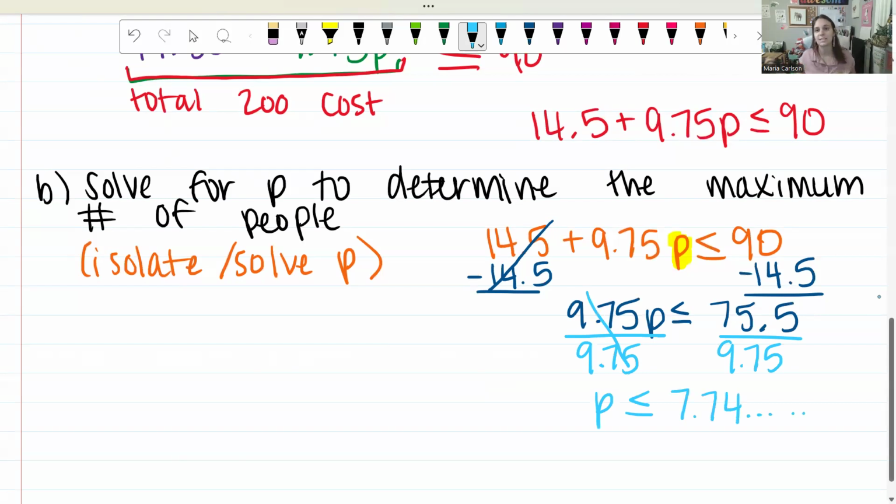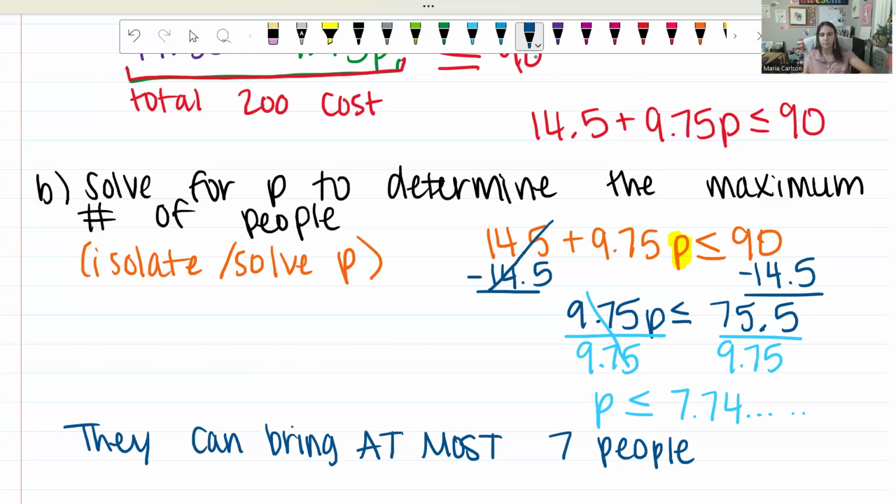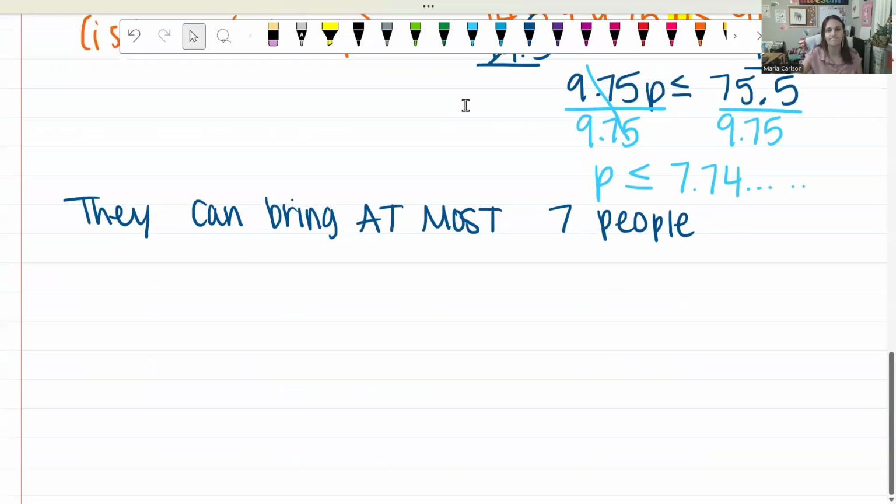And we can't bring 7.74 people to the zoo, but we can't bring 8. It needs to be less than or equal to 7. So this means they can bring at most 7 people. We can't bring 7.74, can't bring 8, right? It can't round up here, so we have to round down. They can bring at most 7 people. All right, let's look at another example.